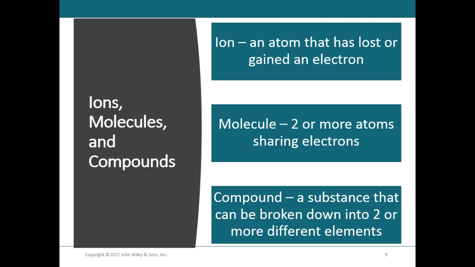A molecule is where you have two or more atoms that are going to share electrons. Some of the more common molecules that are formed in the human body are molecules of oxygen, O2, two atoms of oxygen sharing electrons. You also have hydrogen and oxygen that share electrons and create water. Compounds are substances that can be broken down into two or more elements. So sodium chloride, what we commonly call table salt, is made from sodium and chloride, chemically bonded together by sharing electrons.